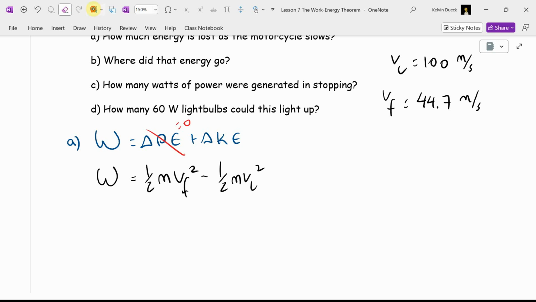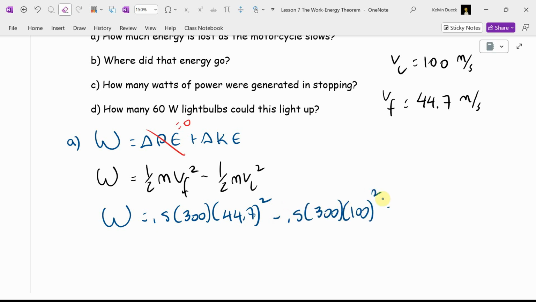Alrighty. How much energy was lost to heat? 0.5 times 300 times 44.7, don't forget the squared, minus 0.5 times 300 times 100, don't forget the squared. You're going to get a big number.